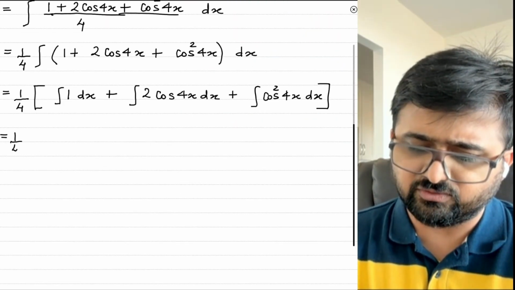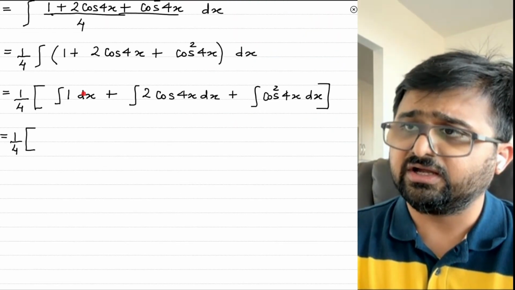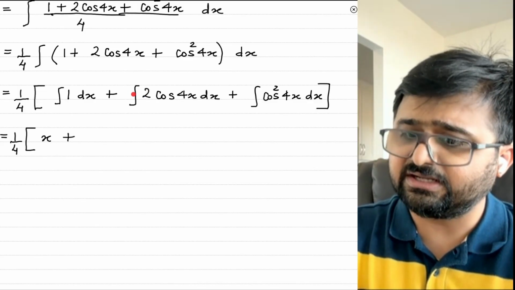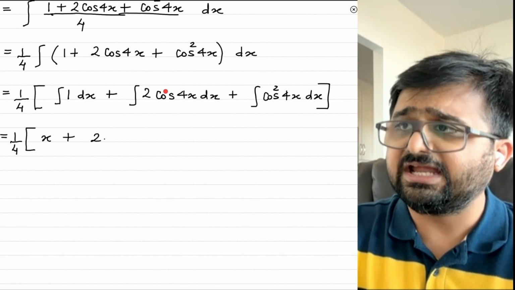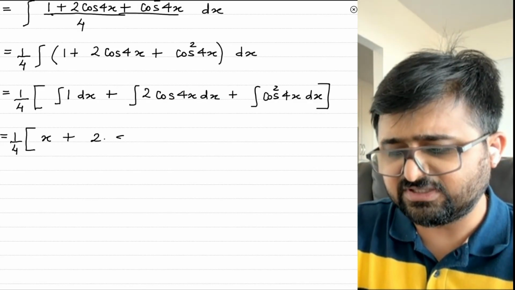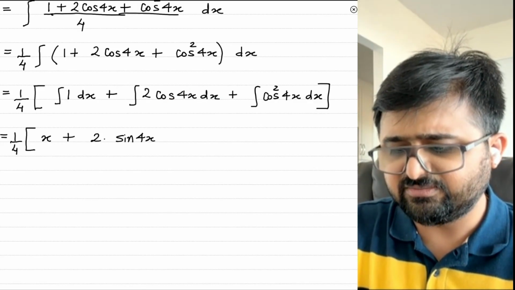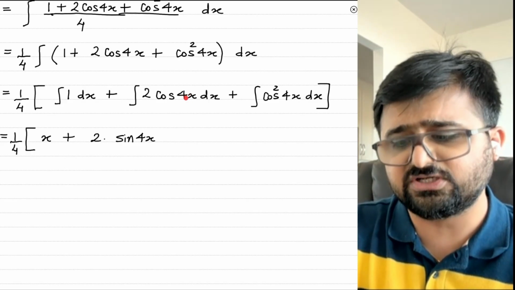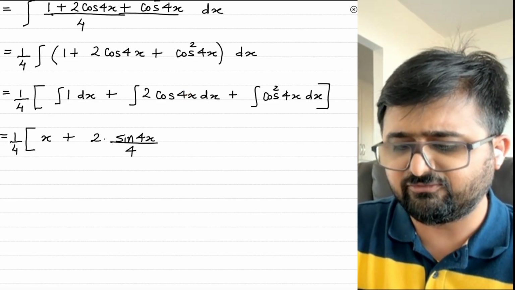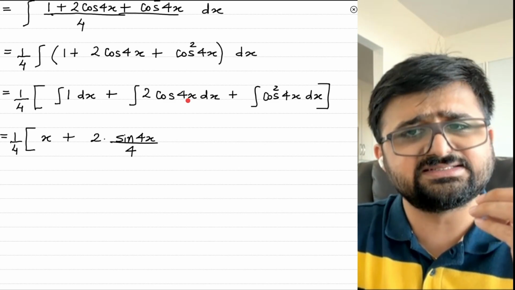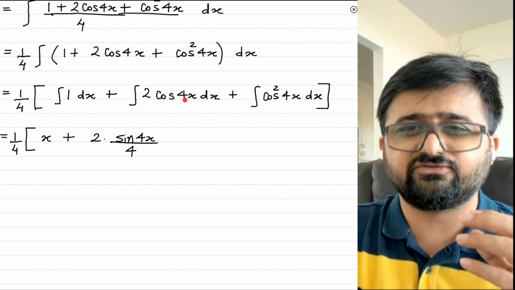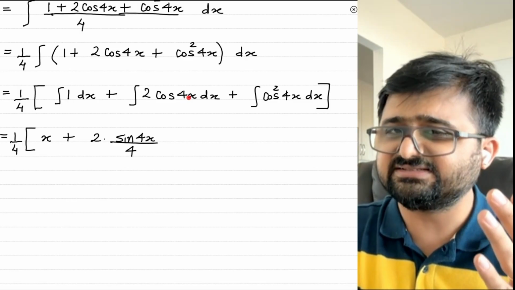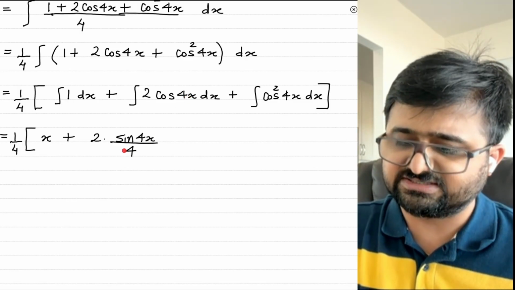So I have 1 by 4, open the bracket. Integral of 1 is nothing but x, plus this 2 is constant and can be taken out of the integral. So I have 2. Integral of cos 4x is nothing but sin 4x. Remember, in integrals, we divide by the coefficient of x for linear terms. Since the coefficient of x here is 4, we divide by 4, because integral is antiderivative, we divide by the coefficient of x. Remember, in derivatives, by chain rule, we multiply by the coefficient of x. Since integral is antiderivative, we divide by the coefficient of x after integrating.